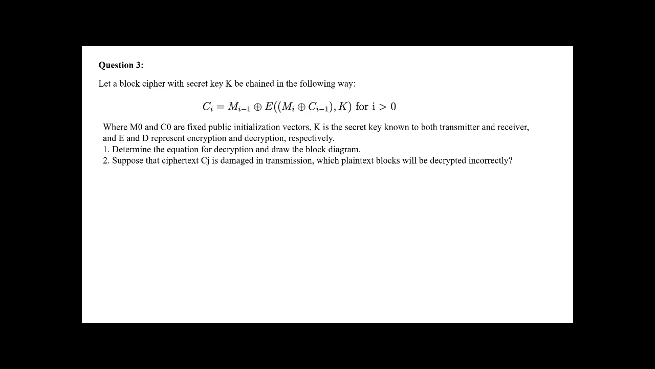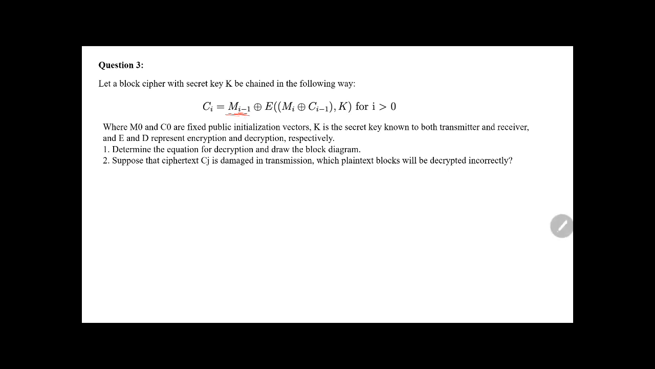Now, with the third question here. The third question says, let block cipher with secret key K be chained in the following way. So here the chaining goes as follows. The cipher is equal to the message of the previous block, m of I minus 1. M of I means the message of the current block. M of I minus 1 means the message of the previous block, the one before me. It's the plain text of the previous block.